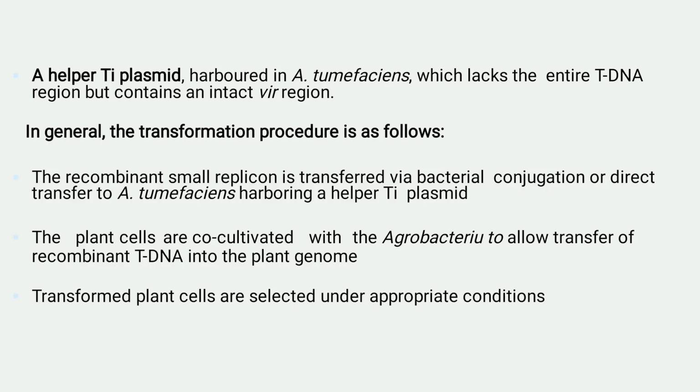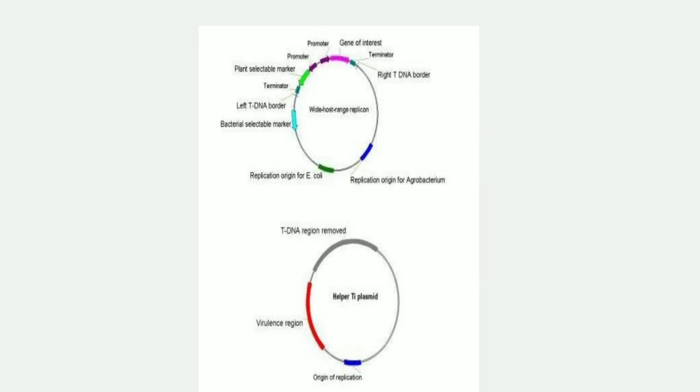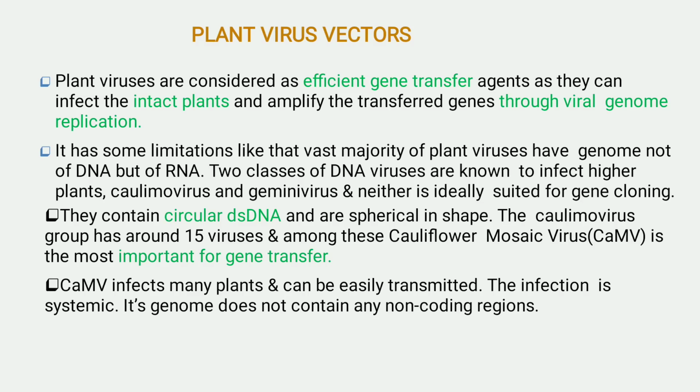So the plant cells are co-cultivated with the agrobacterium to allow the transfer of the recombinant tDNA into the plant genome. Transformed plant cells are selected under appropriate conditions, right? So this diagram represents the wide host range replicon, and this is the helper plasmid. That replicon is transferred into the agrobacterium, which already has the helper TA plasmid. Now this is co-cultivated, and after it gets co-cultivated, it is subjected to screening, right? So that is about the agrobacterium tumefaciens.